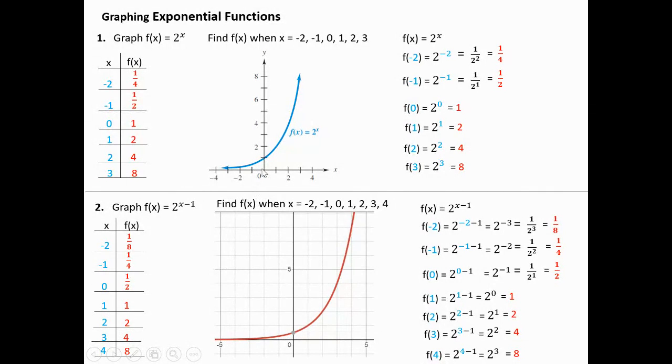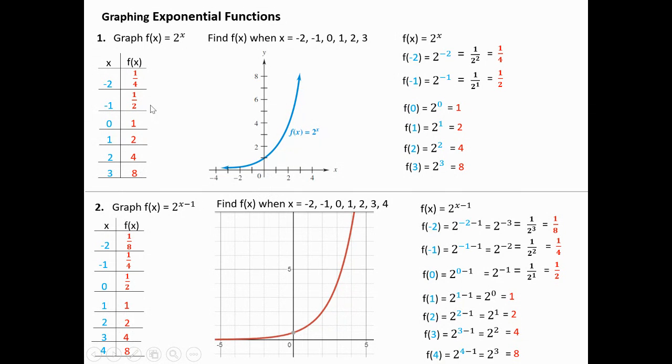If you notice here, when it was 0, it was 1. So if it shifts 1 unit to the right, then at 1, it's going to be 1. You see here it is. When it was 1, it's going to be 2. Now, if it shifts 1 unit to the right, that means that we're going to add 1 to the x value. So when it's 2, it's going to give us 2.